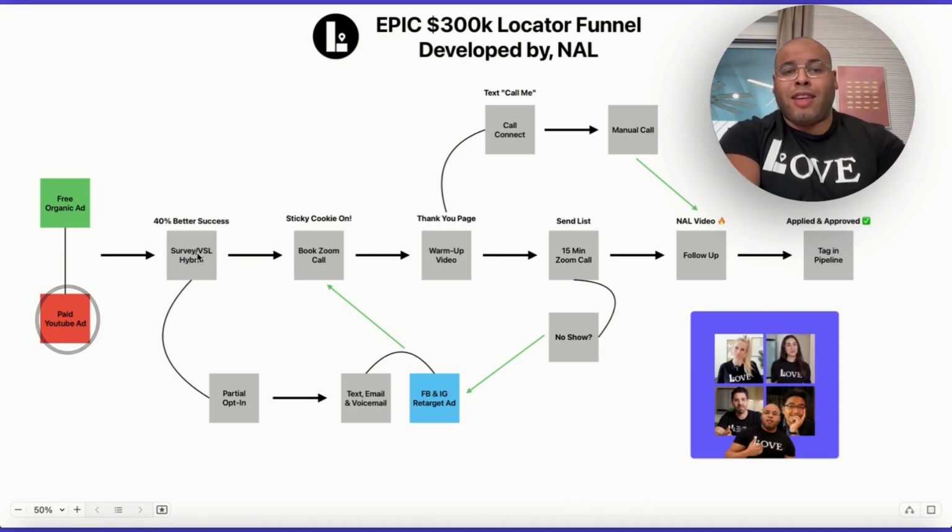We shoot them over to the survey/VSL hybrid. We're skipping the step of booting up a website because we're seeing 40% better success. Then they go over to book a call. Once they book a call, they're going to see the warm-up video. Once they see the warm-up video, we're going to perform the Zoom call with them and send them the list actually on the call. And then we're going to follow up with them using this video tool that you're watching all the way until they find an apartment, apply, and we get our commission. So that's kind of like the overview on what's working today.